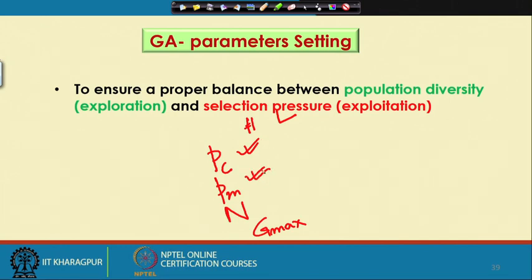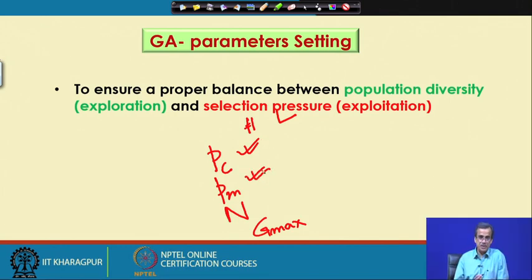Now, let us see what happens if I consider a very high value for PM, the probability of mutation. If I take a very high value for PM, this GA search will become a random search. On the other hand, if I take a low value for this PM, the very purpose of using the mutation operator may not be served, and it may not be able to help to come out of the local minima problem.